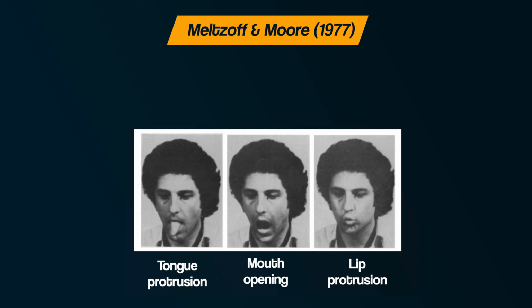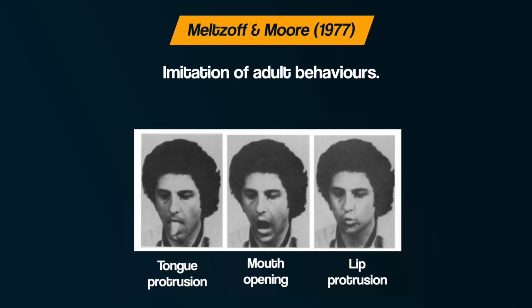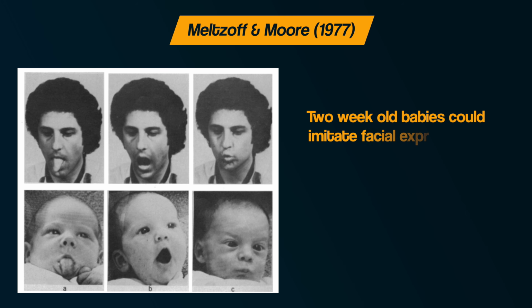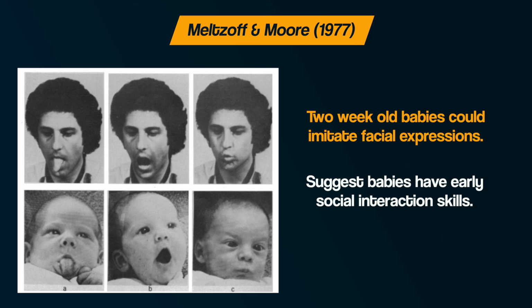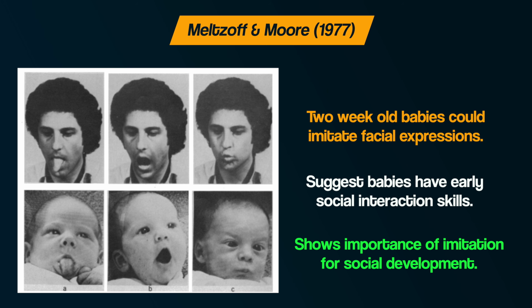Meltzoff and Moore in 1977 studied how infants imitate adult behaviours by observing babies aged 12 to 21 days. They found that babies as young as 2 weeks old could imitate facial expressions displayed by an adult, suggesting early social interaction skills. This study highlighted the importance of imitation in infant development.